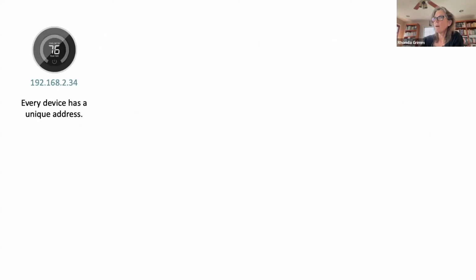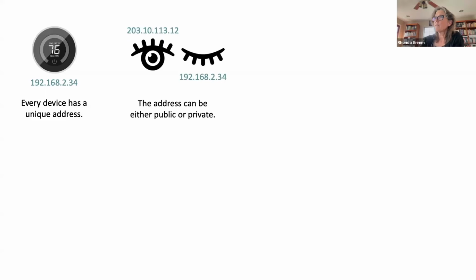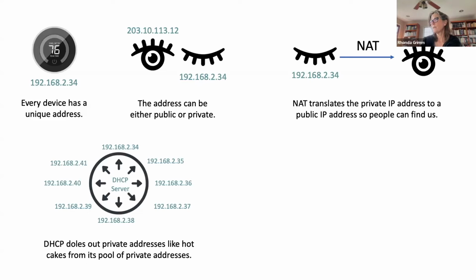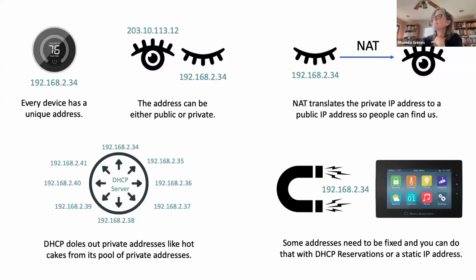So let's do a quick review of what we've learned so far. Every device has a unique address. The address can be either public or private. NAT translates the private IP address to a public IP address so people can find us. The DHCP server doles out private addresses like hotcakes from its pool so that everybody has a private IP address as they need it. And then some addresses need to be fixed. So you can do that with DHCP reservations or a static IP address.